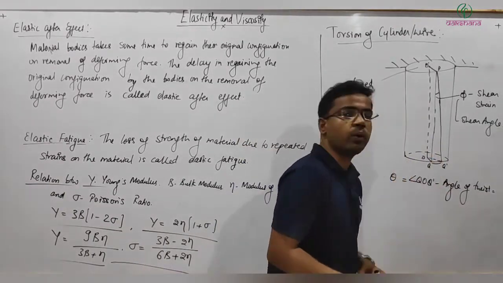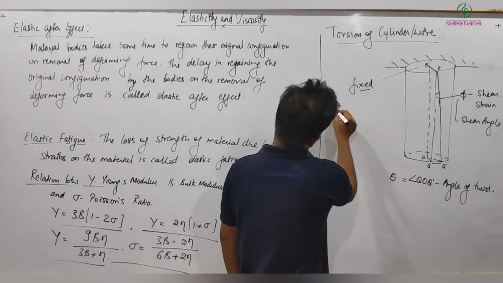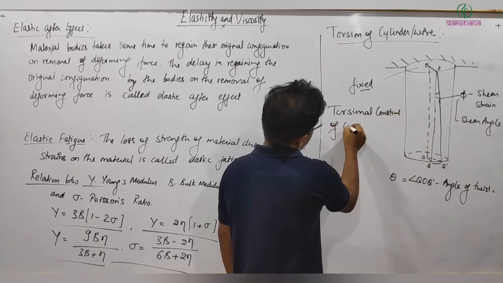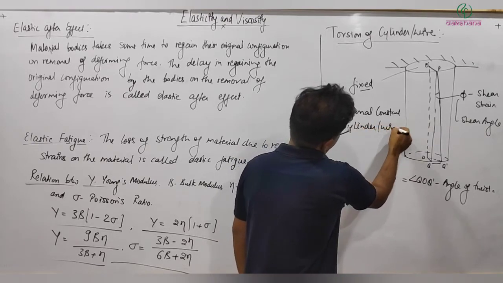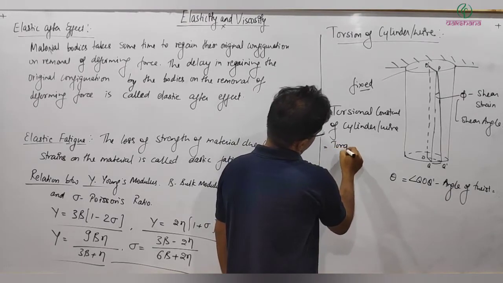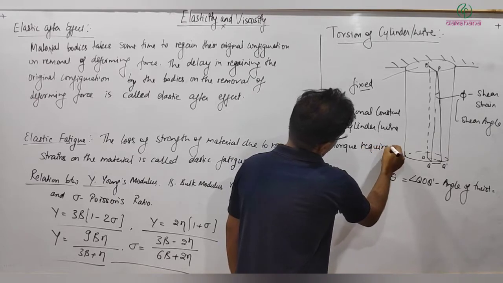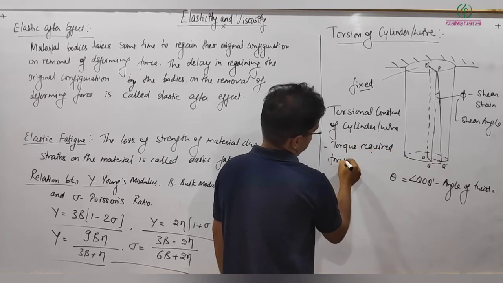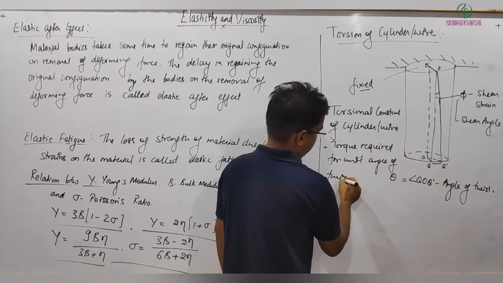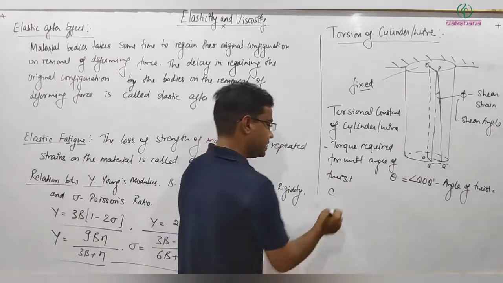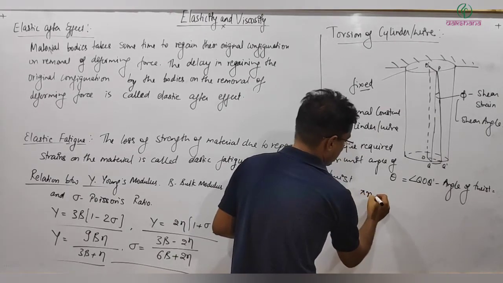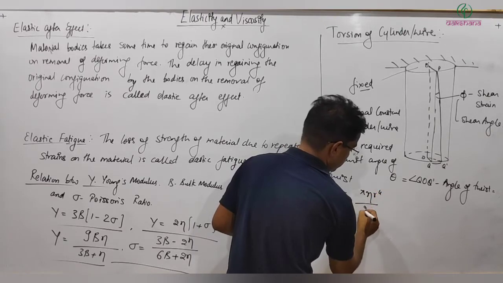So here the torque required, we write here one called torsional constant of the cylinder or wire, or we also write, this is the torque required for unit angle of twist. That is denoted by the letter C, and this comes out to be pi eta r raised to power 4 divided by 2l.